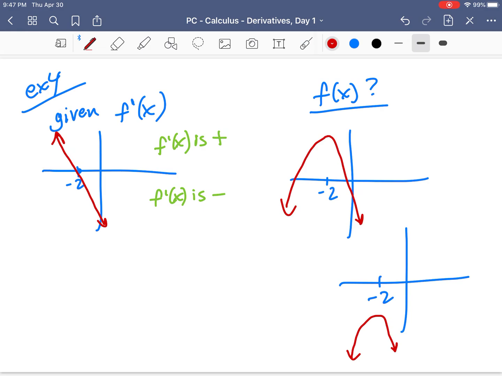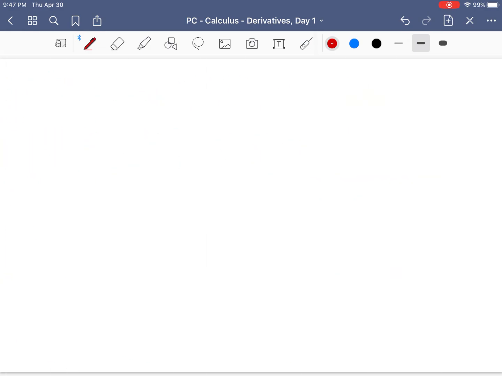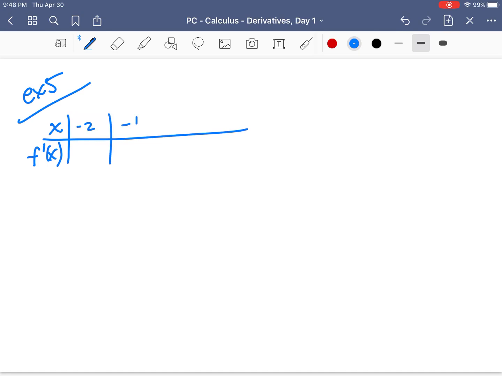All right, so let's do a couple problems with a table. So let's say I was given this table. I was given x and f prime of x. So this is my derivative, my slope. So my x's are -2, -1, 0, 1, and 2. And my slope is 4, 4, 4, 4, 4.